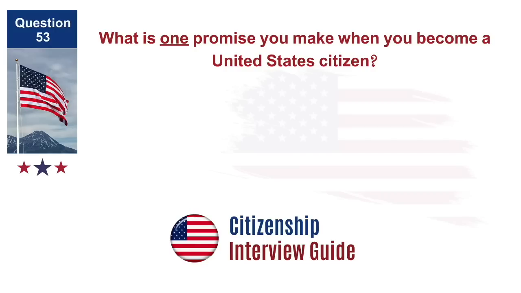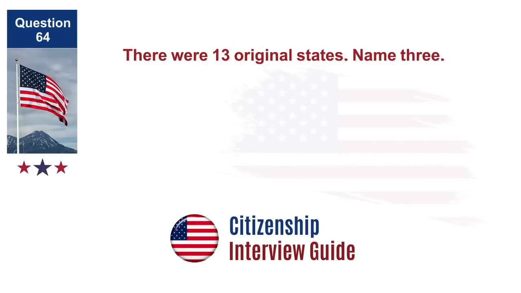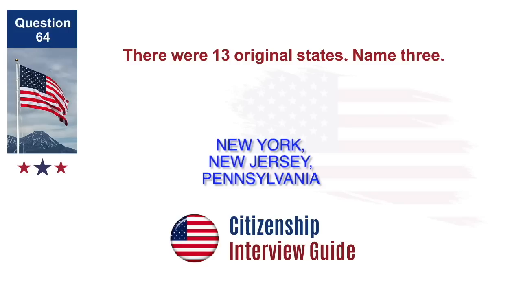What is one promise you make when you become a United States citizen? Obey the laws of the United States. There were 13 original states. Name 3. New York, New Jersey, and Pennsylvania.